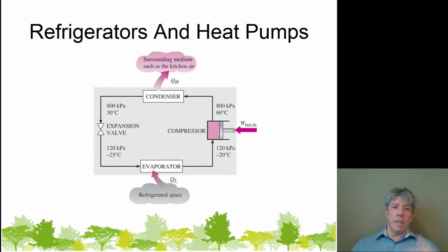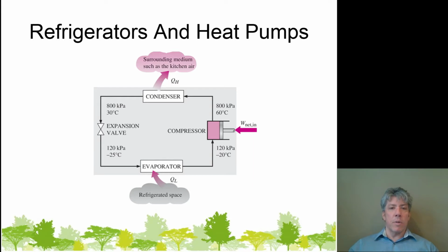30 degrees Celsius is a lot hotter than you want your meat for very long, because the meat's going to go bad for sure. But now we've got high temperature and high pressure, sort of mild temperature refrigerant, and if we allow it to expand across an expansion valve, it's a liquid. Some of it will boil off, and when it boils off, it'll cool down. So say it drops to 120 kilopascals, negative 25 degrees Celsius.